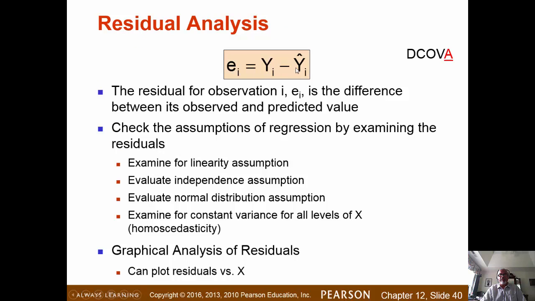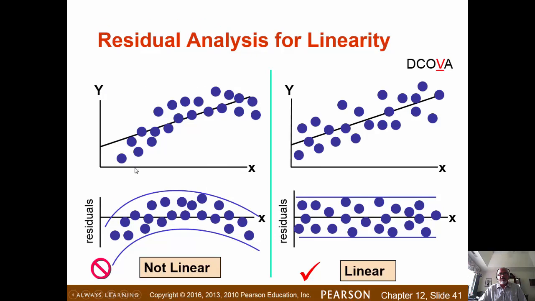So here is the error term, y minus y hat. And then we will do some graphical analysis of these residuals. So we plot the residuals versus x. You take the x values on the x-axis, and for each x, the corresponding residual will be plotted on the y-axis. Now, if the residuals have a completely random pattern, like this one, that means the errors are completely independent of x, and therefore not only the independence is verified, but the linearity is also verified.